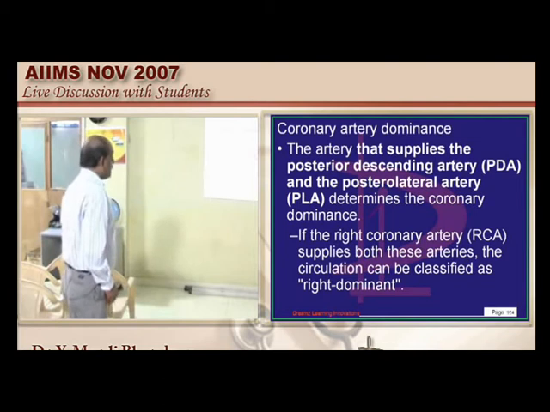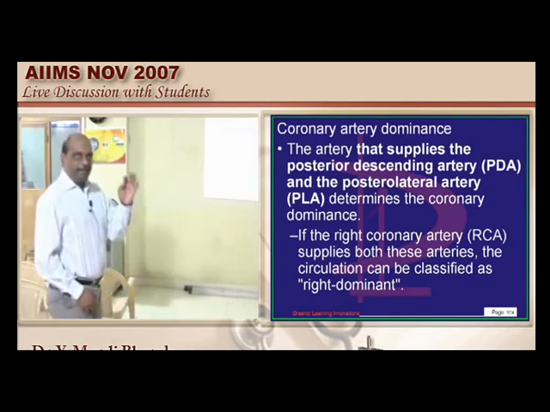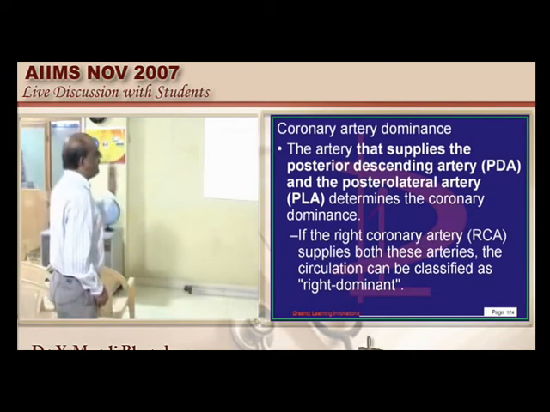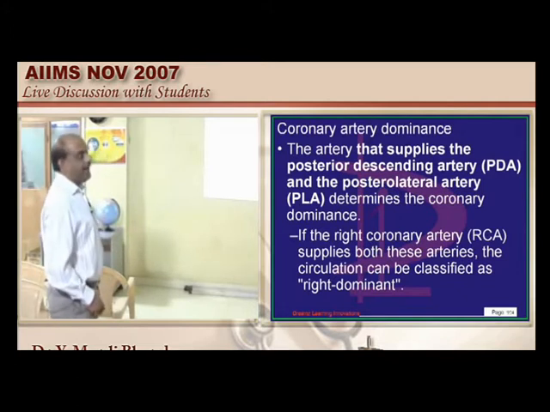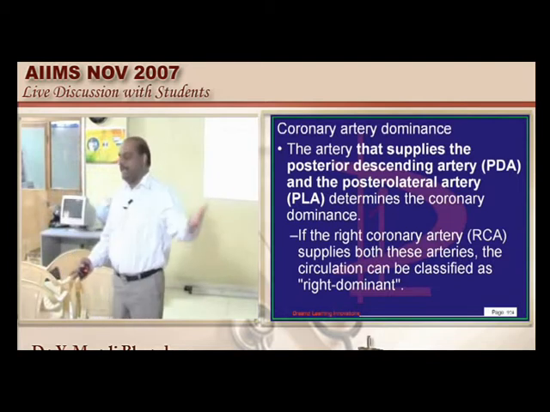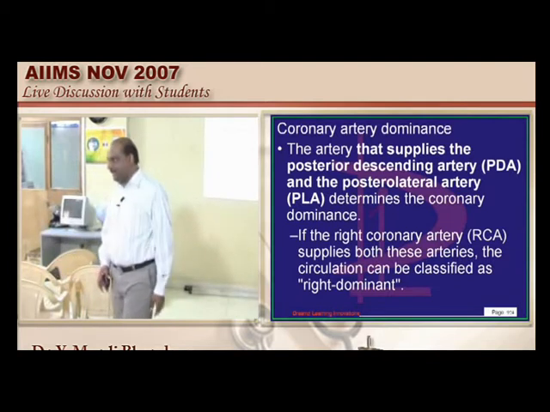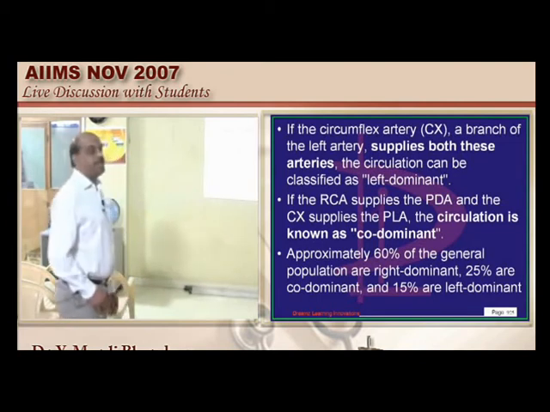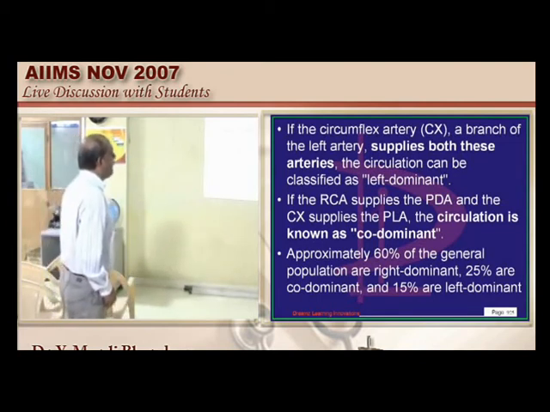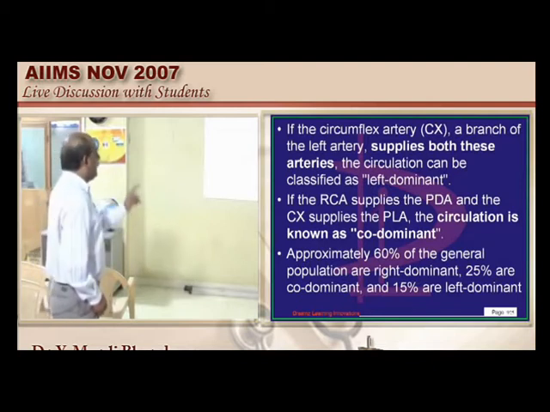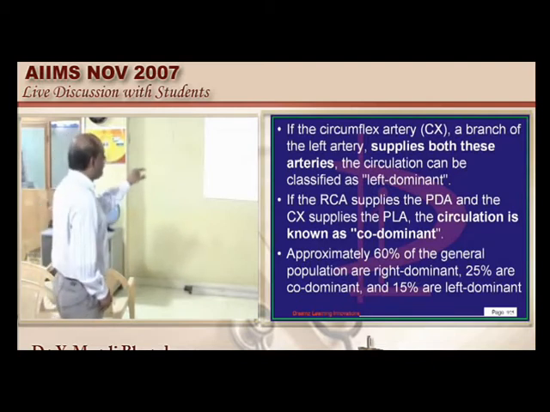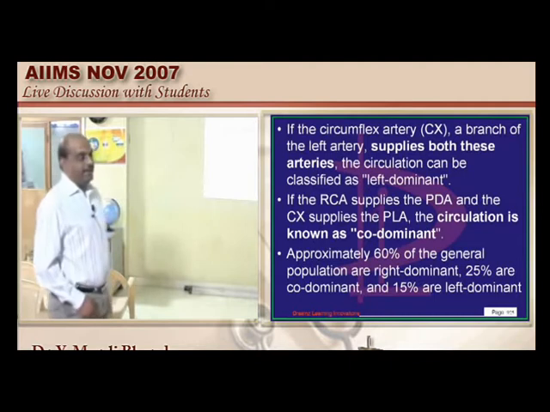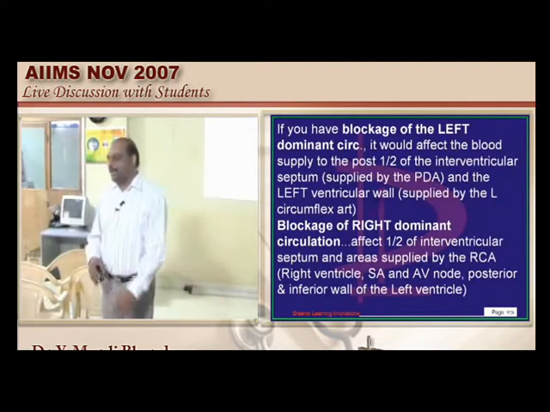Suppose the artery that supplies the posterior descending artery and the posterolateral artery is the right coronary artery, then you call such a coronary circulation the right dominant coronary circulation. And suppose the circumflex artery, which is the branch of the left coronary artery, supplies the posterior descending and posterolateral instead of the right coronary, then you call it a left dominant type of circulation.